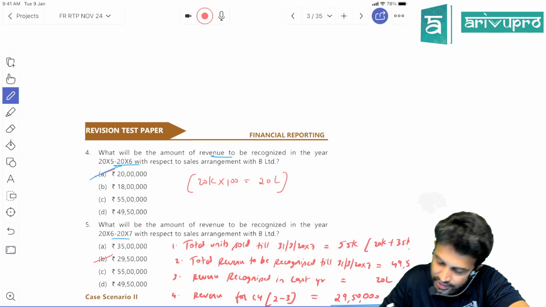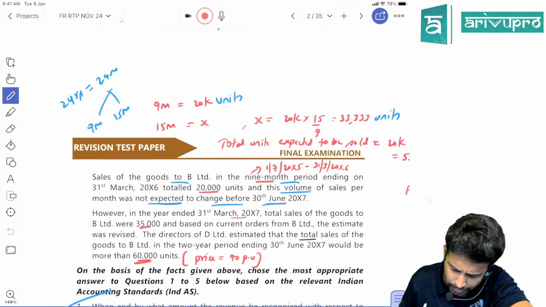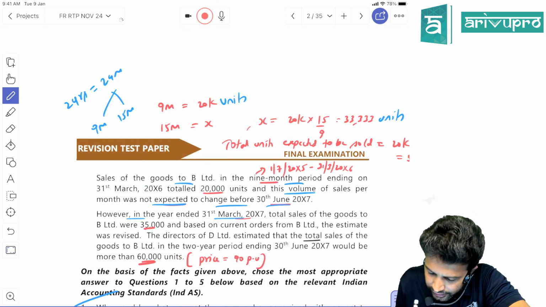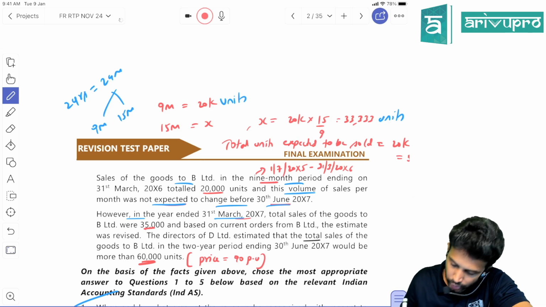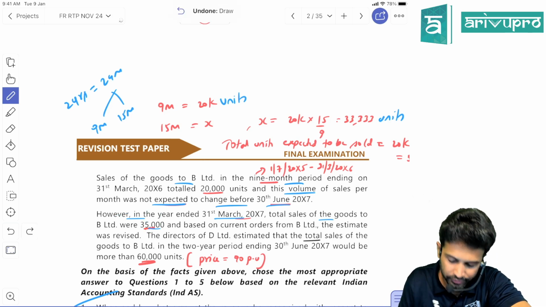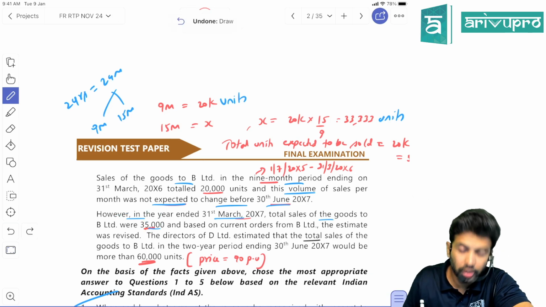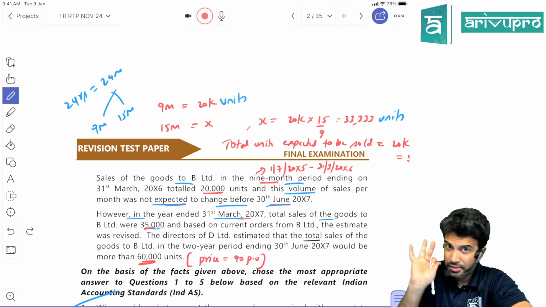Next, they've asked for the next year. Have they given some data? Yes. However, in the year ended 31st March 20x7, the year 2, the total sales of the goods were 35,000. Okay, great. 20,000 already sold, 35,000 in year 2, so that means it is 55,000 already.